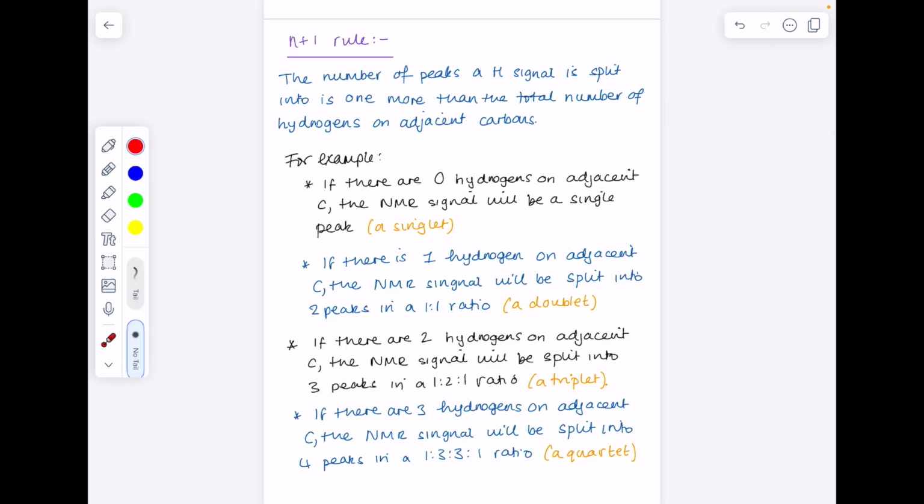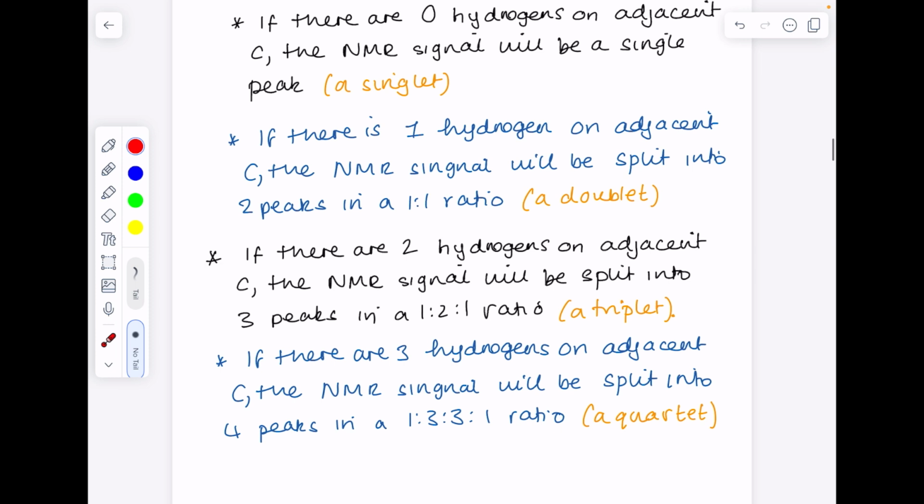So to look back at what we've just discussed, the n+1 rule states that the number of peaks a hydrogen signal is split into is 1 more than the total number of hydrogens on adjacent carbons. So for example, if there are 0 hydrogens on the adjacent carbon, the NMR signal will have a single peak, which we'll call a singlet. If there's 1 hydrogen on the adjacent carbon, the NMR signal will be split into 2 peaks in a 1-to-1 ratio, and we call this a doublet. If there are 2 hydrogens on the adjacent carbon, the NMR signal will be split into 3 peaks in a 1-to-2-to-1 ratio, known as a triplet. And lastly, if there are 3 hydrogens on adjacent carbons, the NMR signal will be split into 4 peaks in a 1-to-3-to-3-to-1 ratio, a quartet.